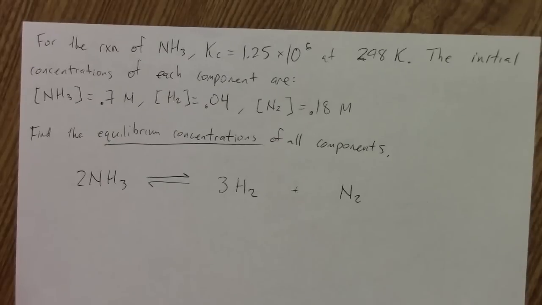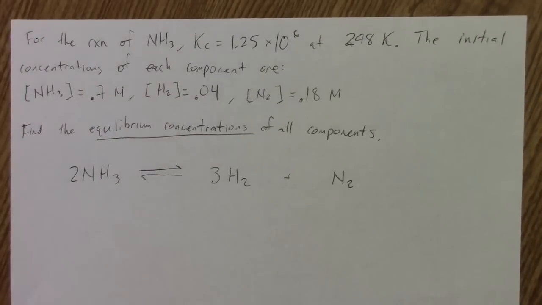So, let's actually walk through this problem. We call these types of problems ice table problems because we make a little chart and it has initial concentration, change in concentration, and equilibrium concentration, the first letters of which spell ICE. Alright, so let's do that. First, let's talk about this problem.